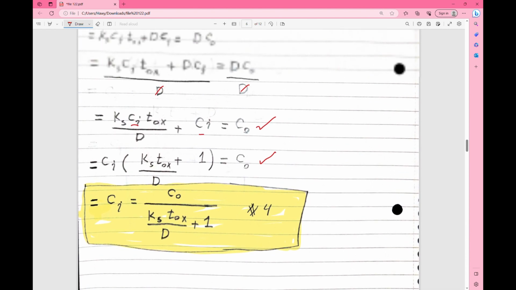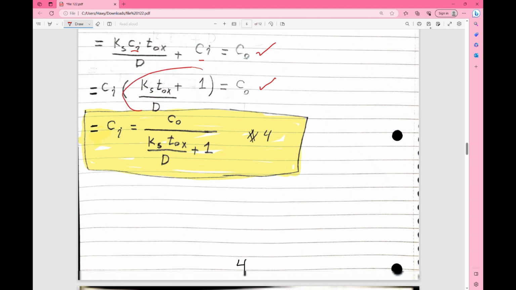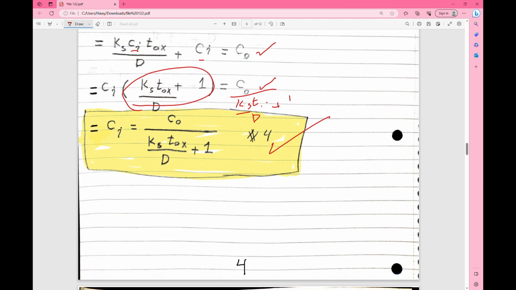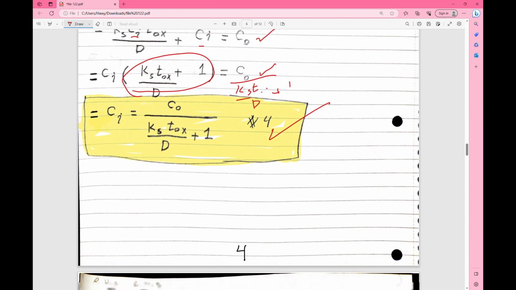Now here we just divide this part and put it over here, so here it will be gone, and we will have here ks Tox over D plus 1, and it will be the solution in this way, with just a few steps. Okay, this is what we have done.